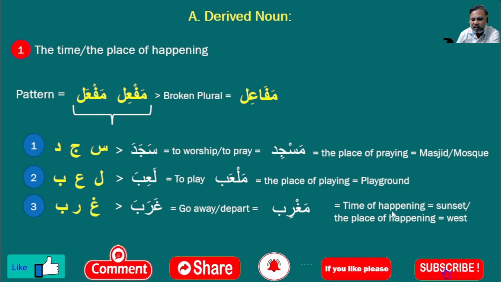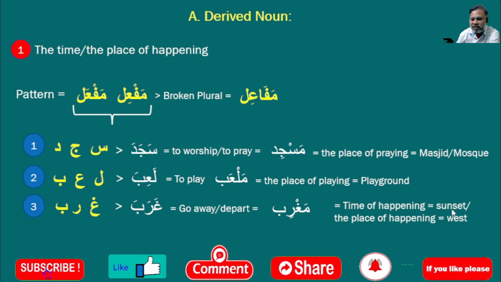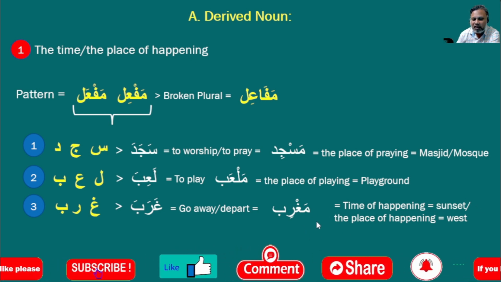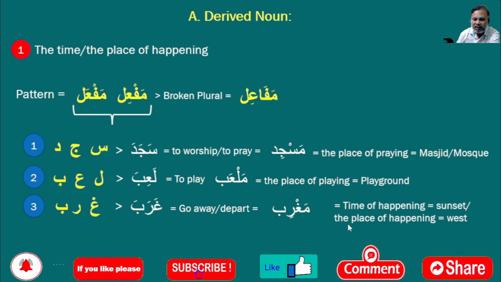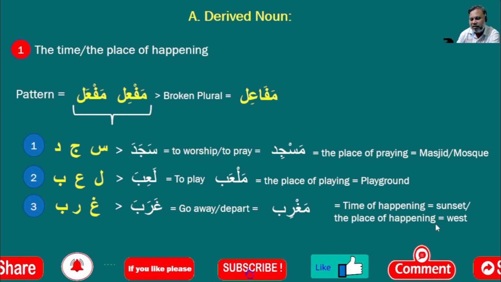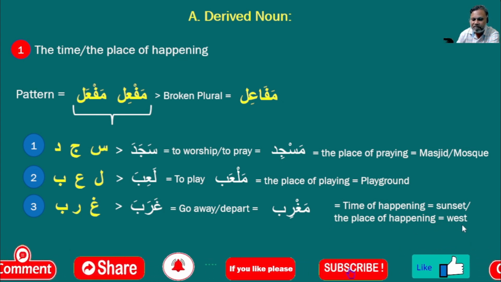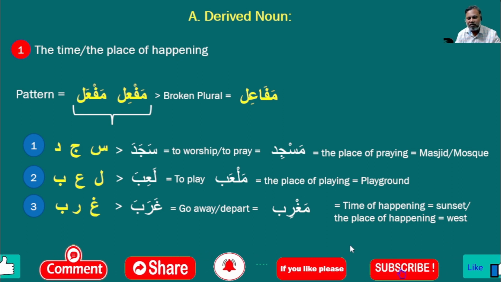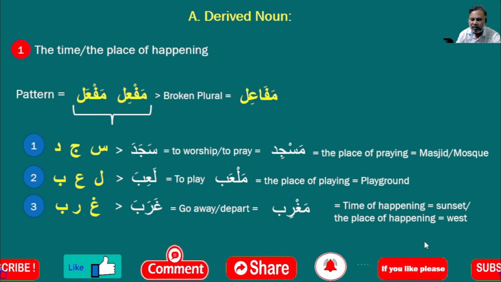Maghribun means the time of happening, sunset. Or it could also indicate the place of happening, meaning west. Maghrib means west. So we do the Maghrib prayer when the sun sets in the west.